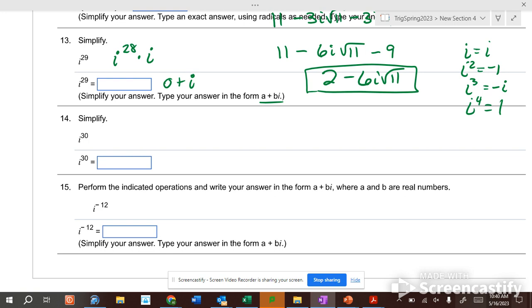I to the 30th power is I to the 28th times I to the second, because 28 plus 2 is 30. Okay, I to the 4th is 1, so I to the 28th is 1. Times I squared is negative 1. 1 times negative 1 is negative 1. So in complex form, it would be negative 1 plus 0i.